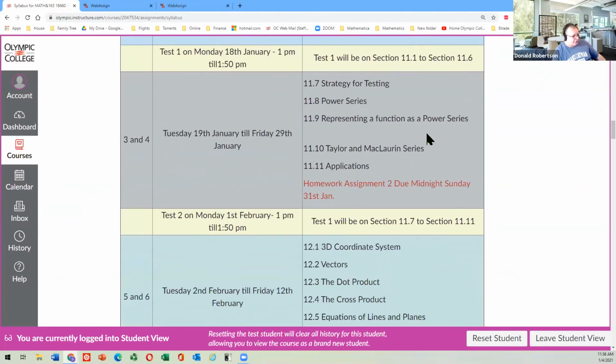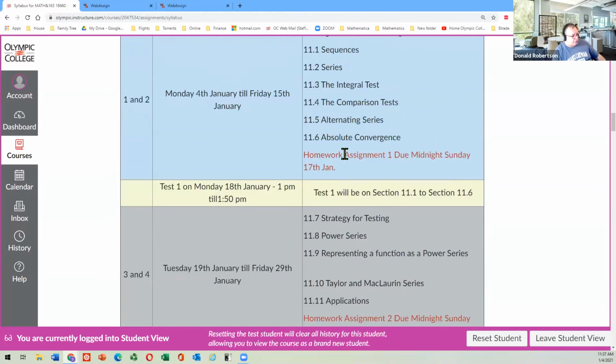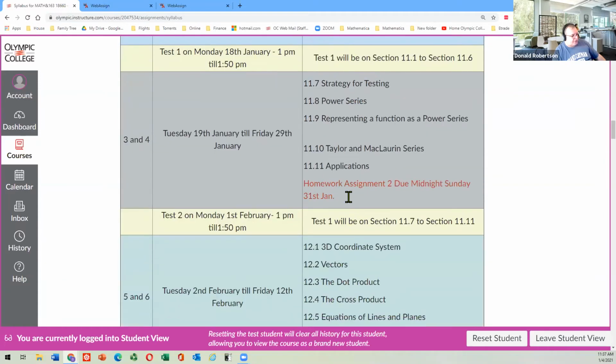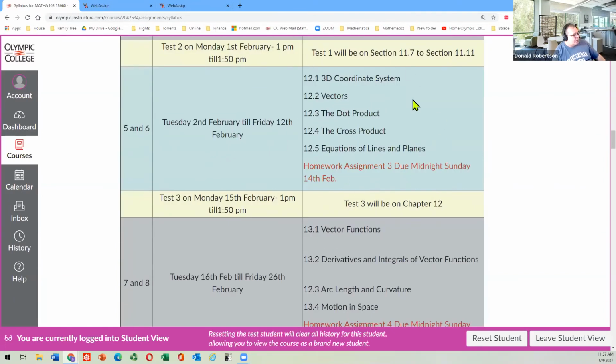And then the next 2 weeks will be the rest of chapter 11. Homework is due on Sunday the 17th. And then in this case, it's going to be due on Sunday the 31st, midnight. Pretty much what I always do. Then you have a test, and that'll be on the second half of chapter 11. Then we have the next 2 weeks dealing with chapter 12, which are basically vectors. So if you've done vectors before, you will find that this is really the same stuff. We just do 3-dimensional vectors rather than 2.